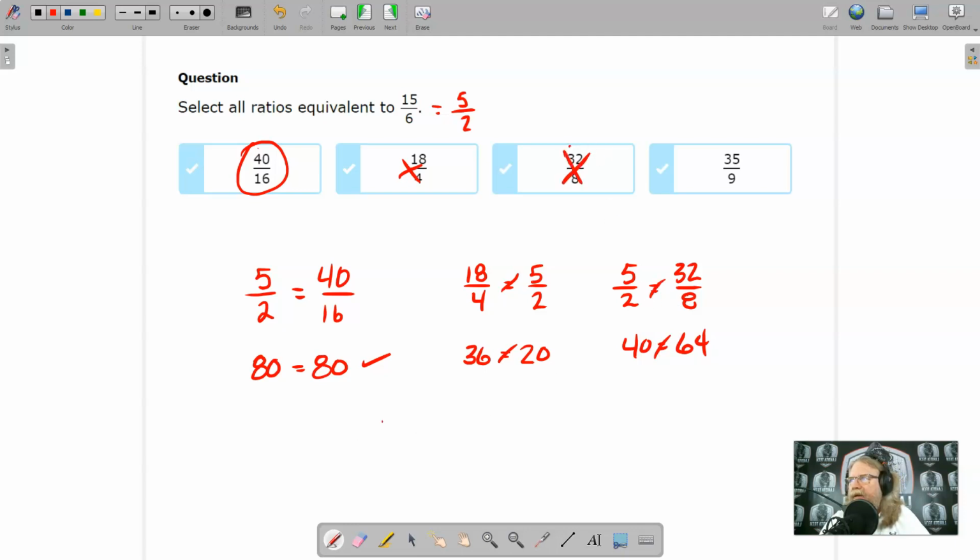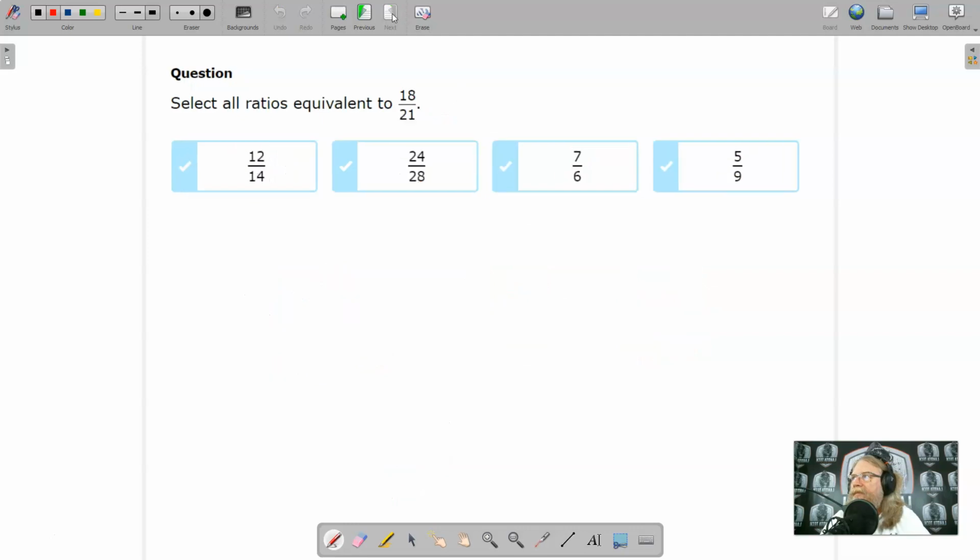And then finally, we're going to compare 5 over 2 to 35 over 9. So 5 times 9 is 45, and 2 times 35 is 70. False statement, so the last one doesn't work either.